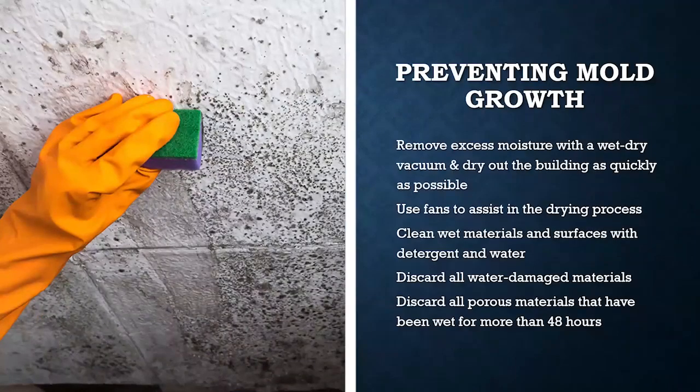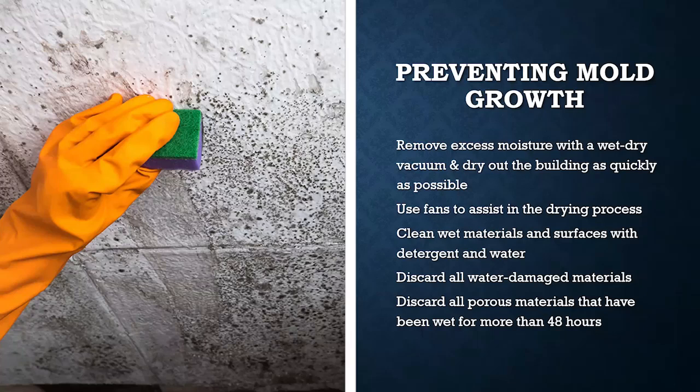There are several good methods to prevent mold growth that target mold-prone areas before the spores can begin to grow into colonies. After water intrusion, begin by removing excess moisture with a wet, dry vacuum and dry out the building as quickly as possible. Fans can be used to assist in the drying process.